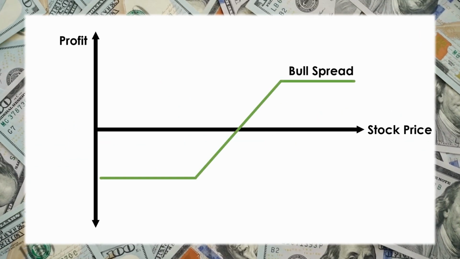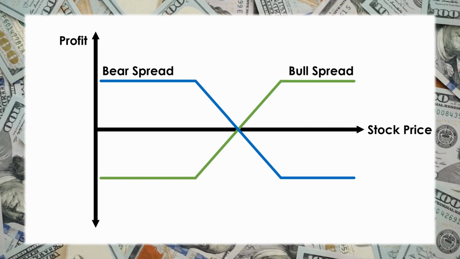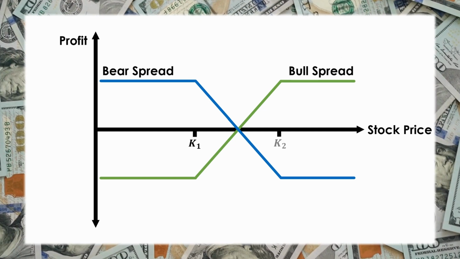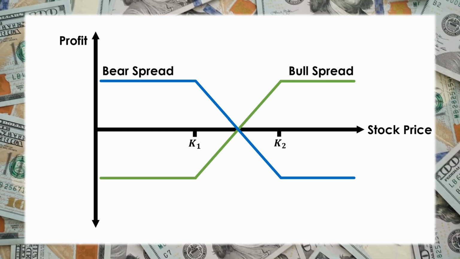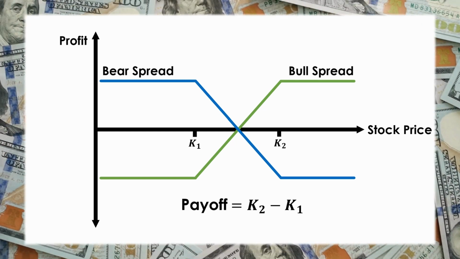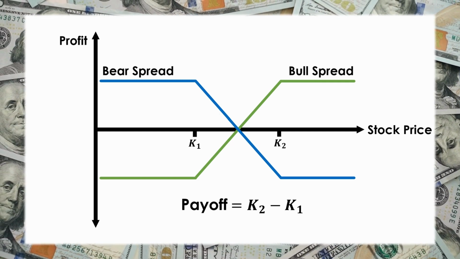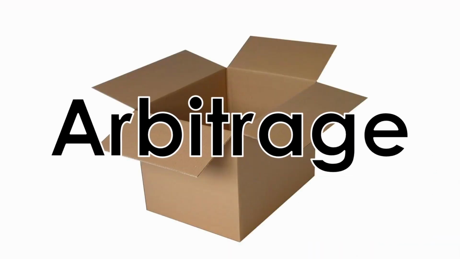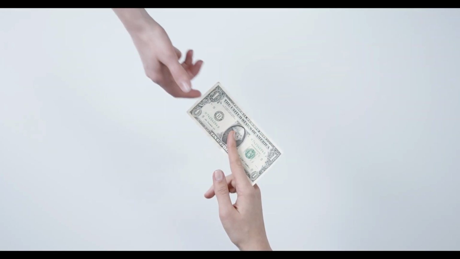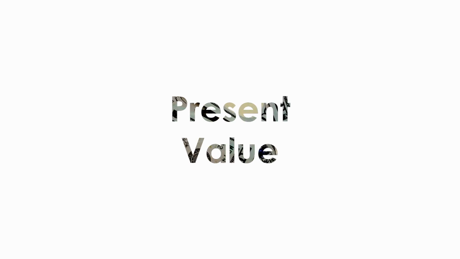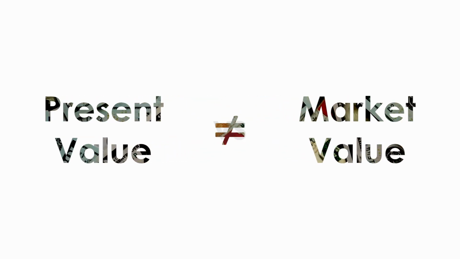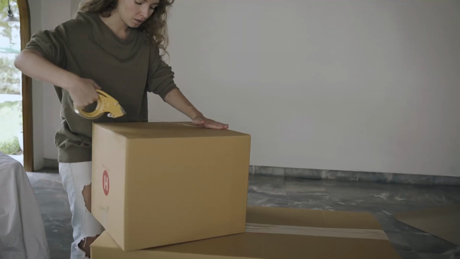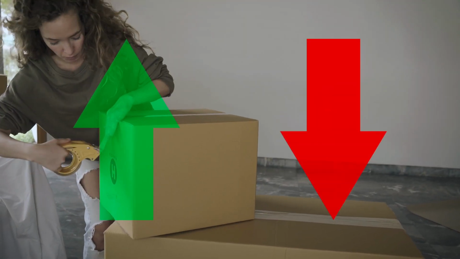If we combine a bull call spread and a bear put spread with equal maturities and strikes K1 and K2, we can create a box spread. The neat thing about this is that the payoff is always K2 minus K1. Box spreads are therefore great as an arbitrage strategy. Since we know its return will always be K2 minus K1, we can find the present value of any given box spread and compare this to its market value. If the two are not equal, an arbitrage opportunity exists, and you can buy or sell the box to make a profit.